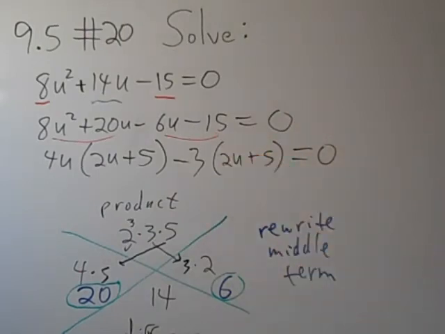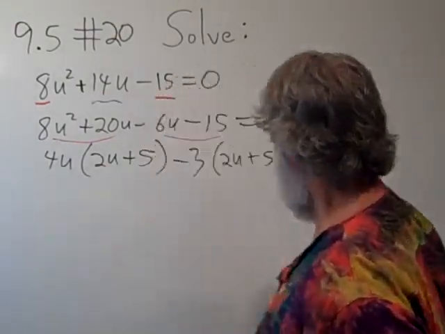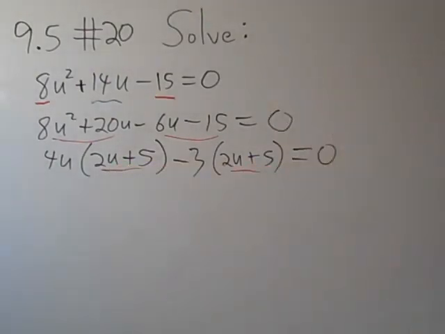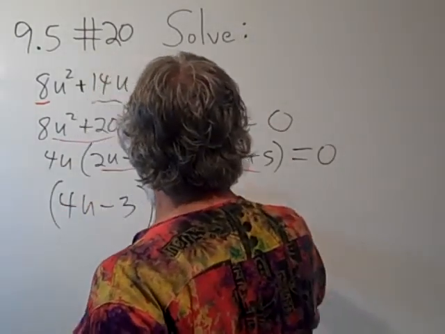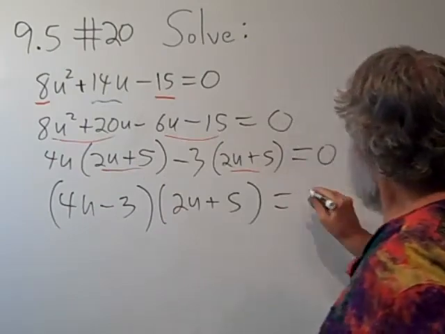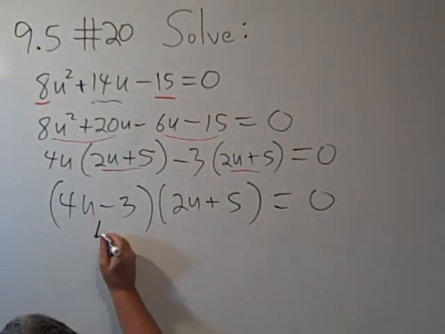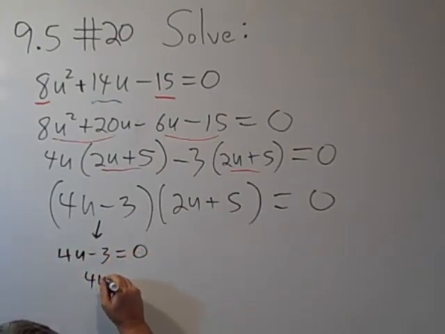So there we have it, and now we can factor out the greatest common factor here, which is 2u plus 5, because both terms have that factor. Factoring it out, we're left behind with 4u minus 3 times the 2u plus 5 that we factored out. Now each of these equaling 0 will give us one of the solutions to our equation. 4u minus 3 equaling 0 means that 4u equals 3, which means u equals 3/4. So there's one solution.